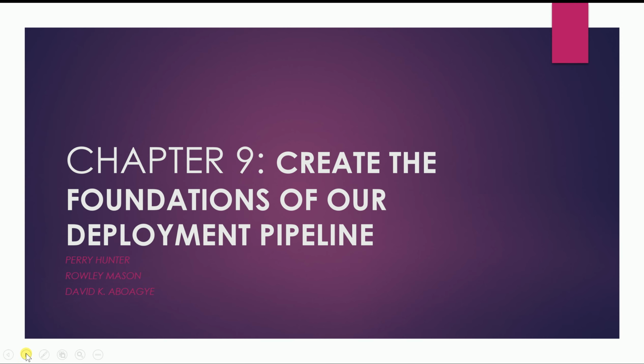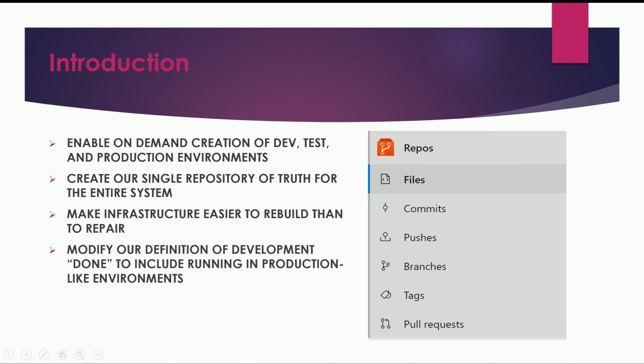Starting off with the introduction here, we have 4 different topics we're going to cover this chapter, which is enabling on-demand creation of development, testing, and production environments. Next, we have creating our single repository of truth for the entire system. Next, we have make infrastructure easier to rebuild than to repair. And lastly, modify our definition of development done to include running in production-like environments.